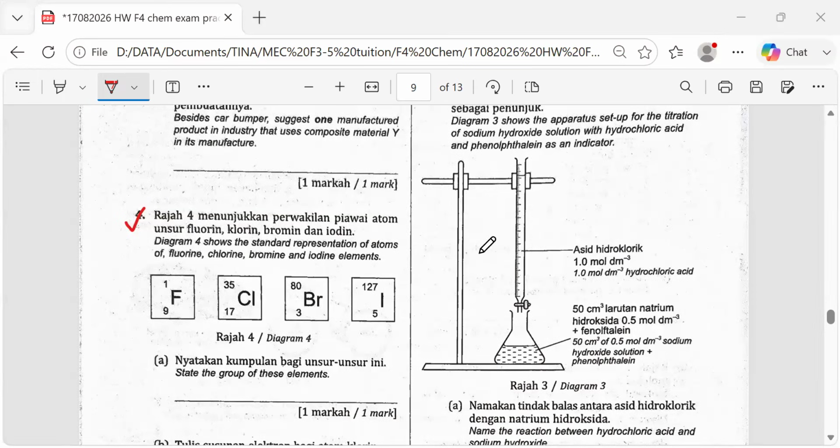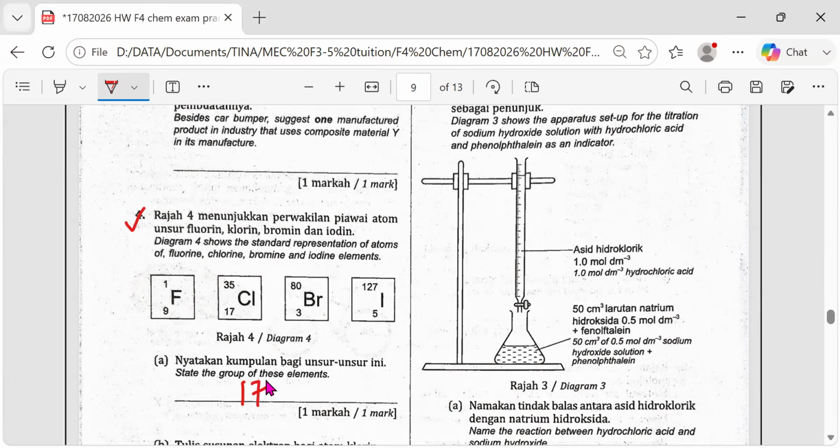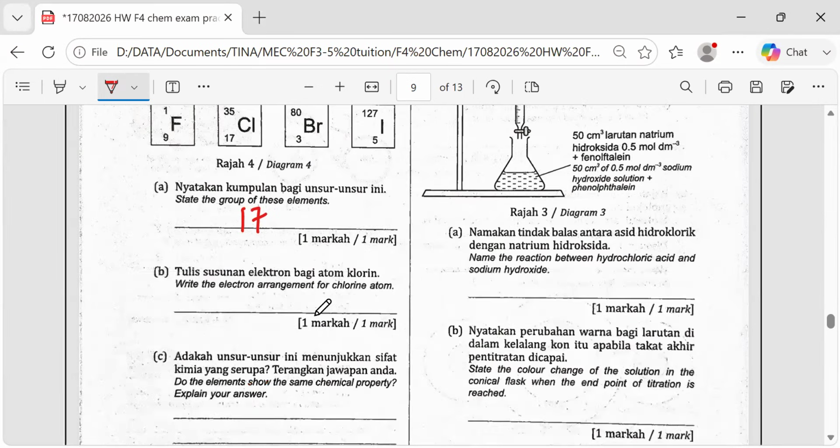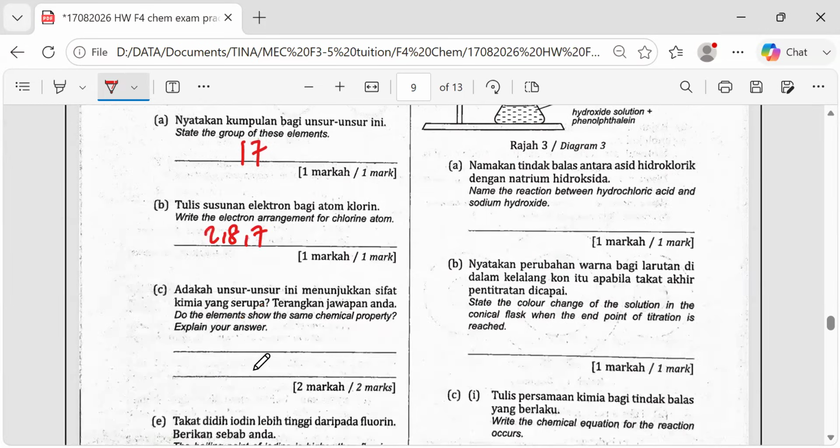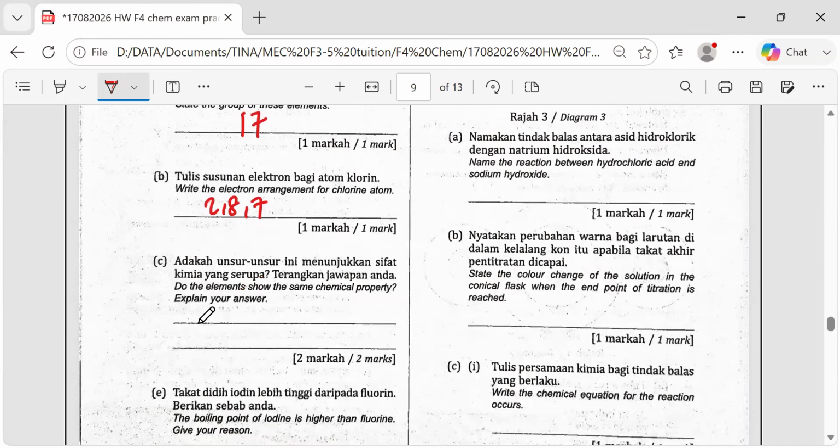Correct. What are all these groups? Group 17. Okay. Chlorine is 2, 8, 7. Do the elements show similar properties? Yes, where they have the same amount of valence electrons. Sometimes your teacher's marking scheme must write 7 valence electrons. So they all have the same amount of valence electrons, they all have 7 valence electrons.